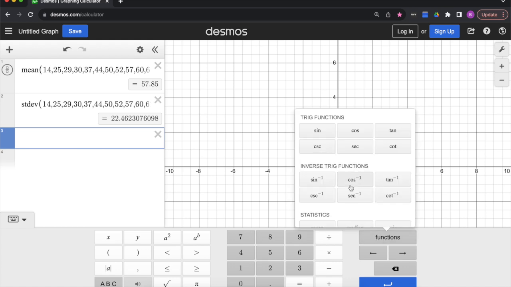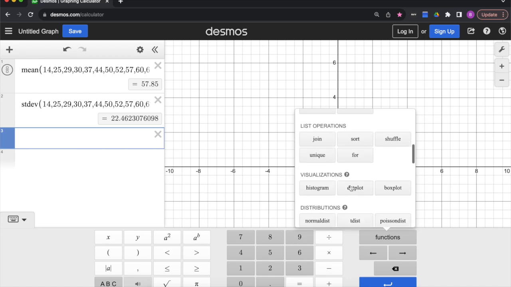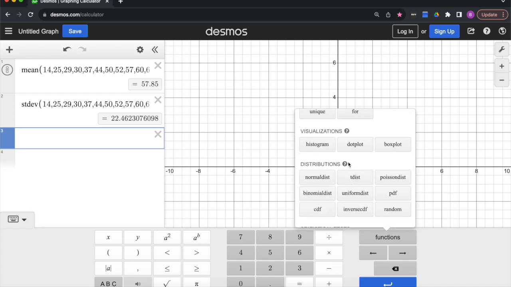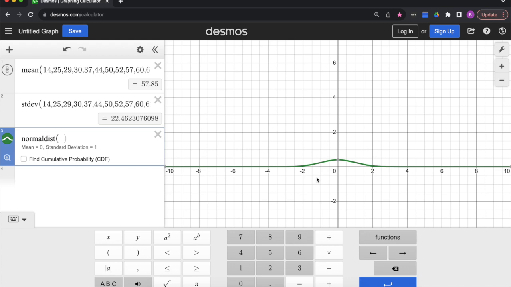So again, we're going to go to functions, and you want to go down to distributions, and it's the first one, normal dist. Always the mean goes first. So you're going to put in the two numbers, and you have to separate them by a comma. Our mean is 57.85. And now we put in a comma, and now we're going to put in our standard deviation of 22.46.